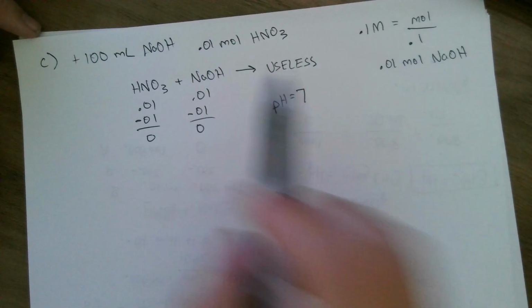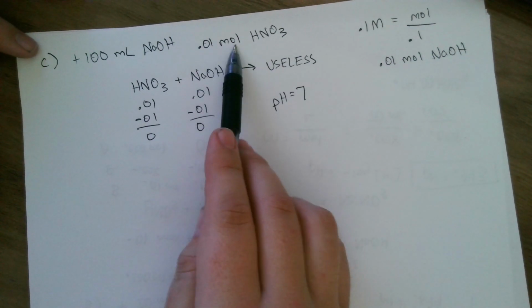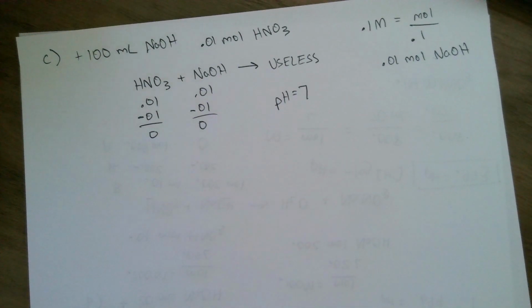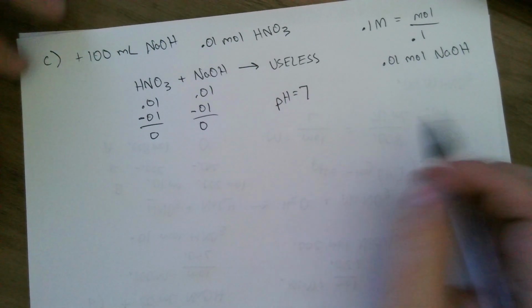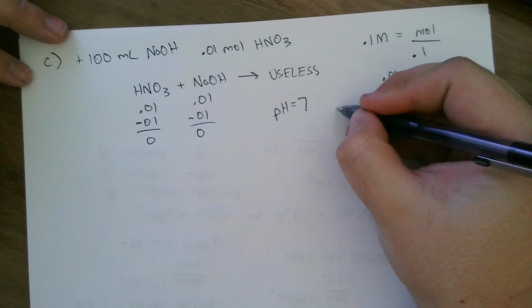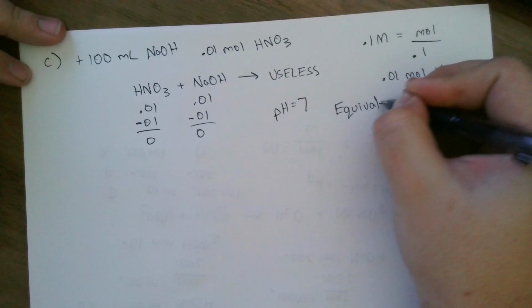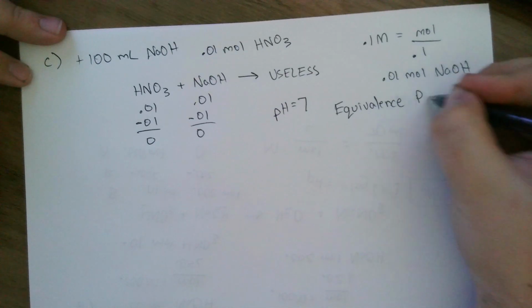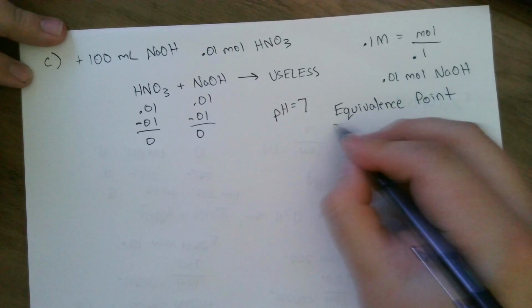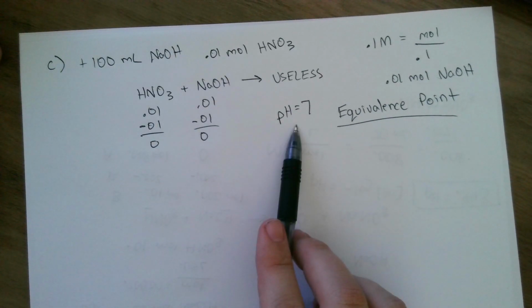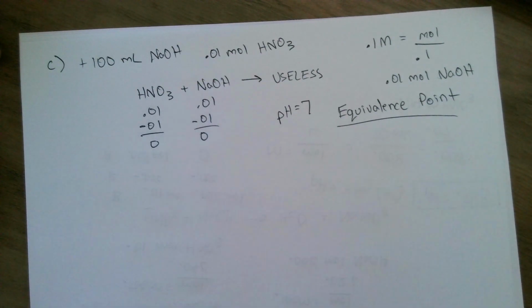When you have the same amount of moles of acid and base, they cancel each other out, and you get a pH of 7. This point of the titration is called the equivalence point, which we're going to take notes on in just a minute. But the equivalence point is where the pH is neutral because you have the same amount of strong acid and strong base.